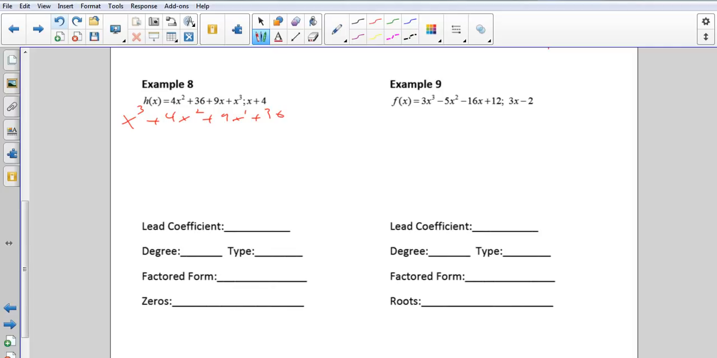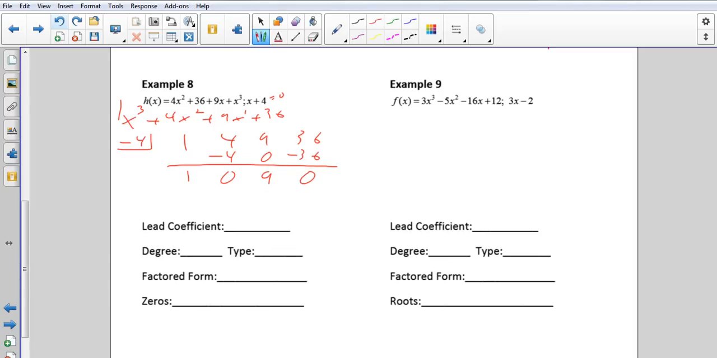do my synthetic division. I set this equal to 0, which will give me negative 4 in the box. 1, 4, 9, 36. Drop the 1 down, multiply. Add and get 0. Multiply. Add and get 9. Multiply. I get 0.